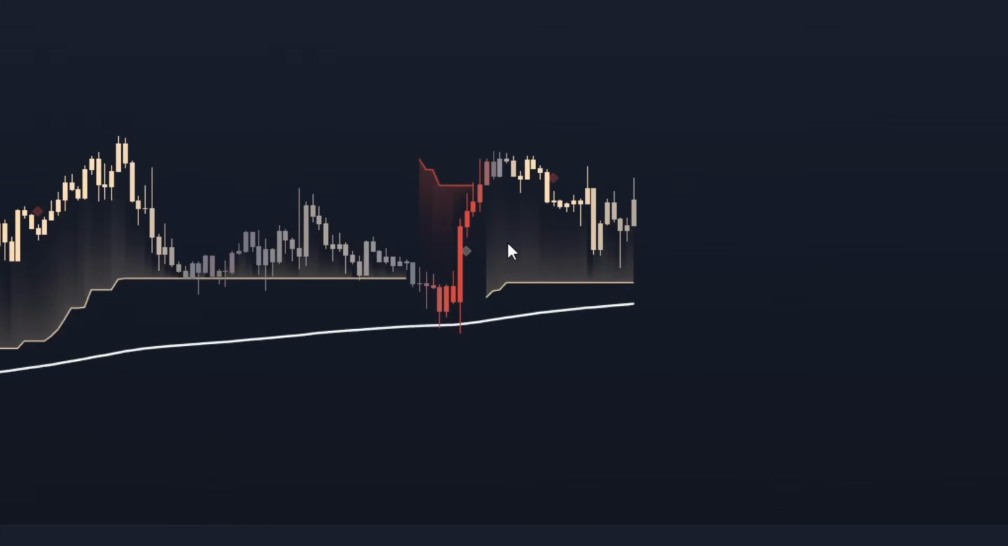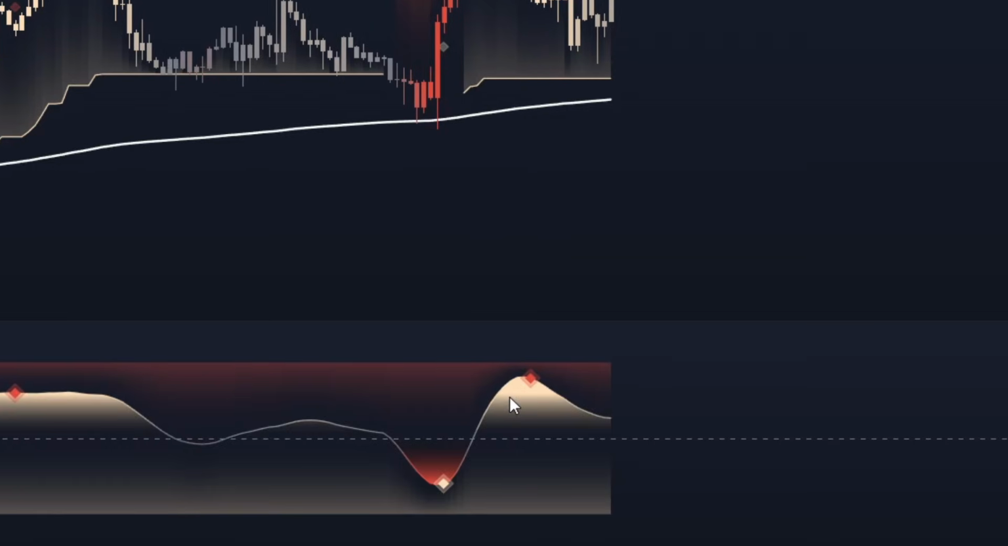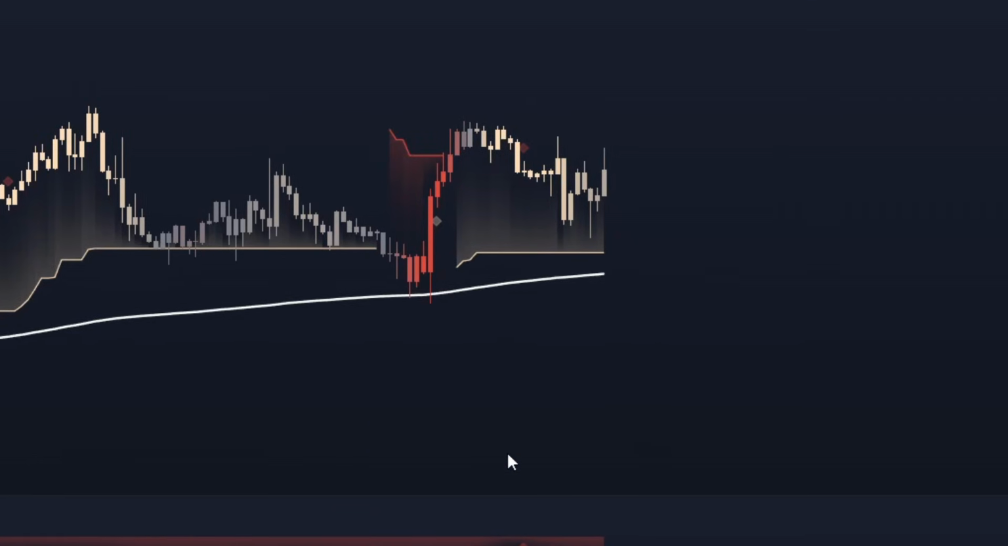The signal for that is when the ribbon flips back to bullish color, candles follow, and the oscillator hooks upward from the lower side, often printing a bullish diamond. That tells us selling pressure is exhausted.